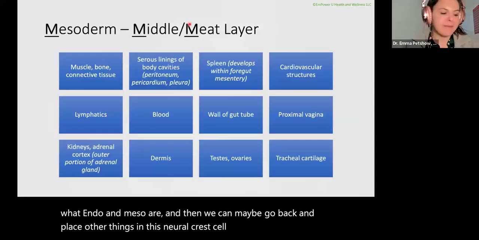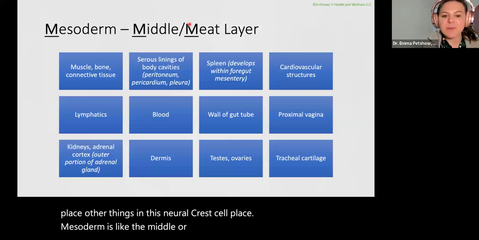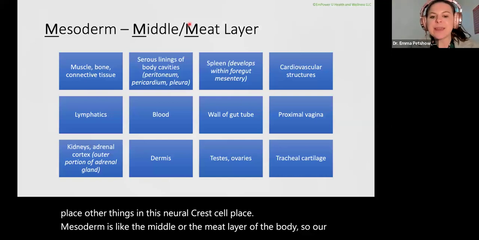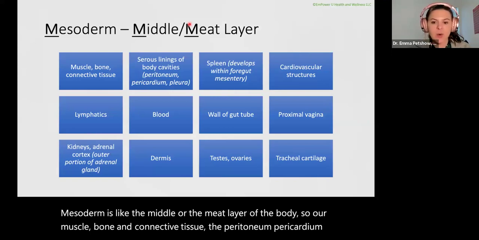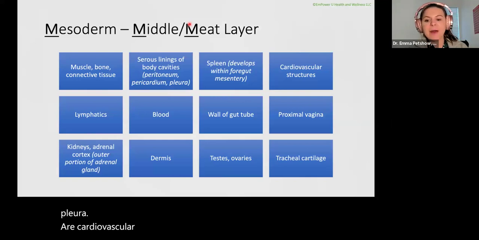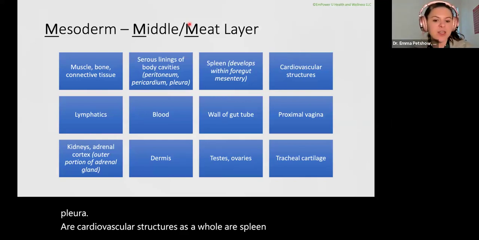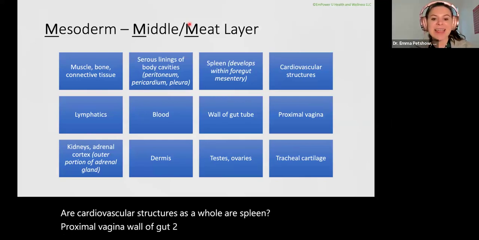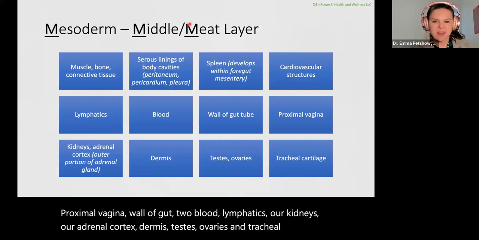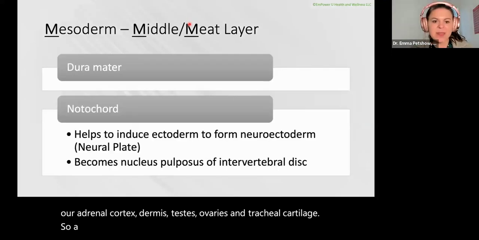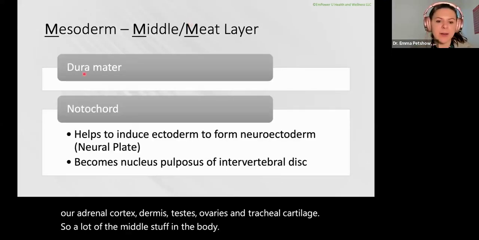Mesoderm is like the middle or the meat layer of the body. So our muscle, bone, and connective tissue, the peritoneum, pericardium, pleura, our cardiovascular structures as a whole, our spleen, proximal vagina, wall of gut tube, blood, lymphatics, our kidneys, our adrenal cortex, dermis, testes, ovaries, and tracheal cartilage. So a lot of the middle stuff in the body. It also is going to form our dura mater.